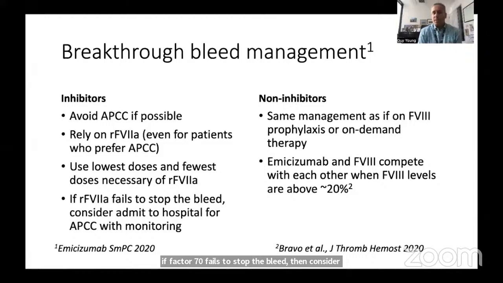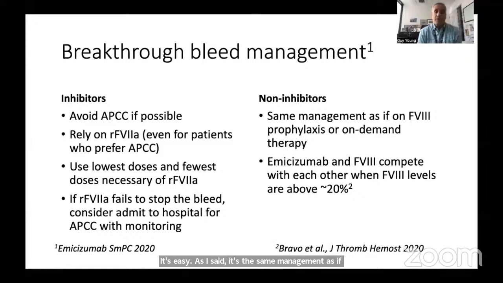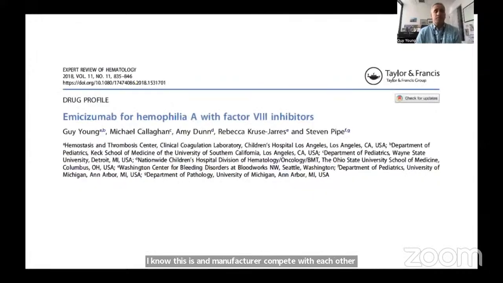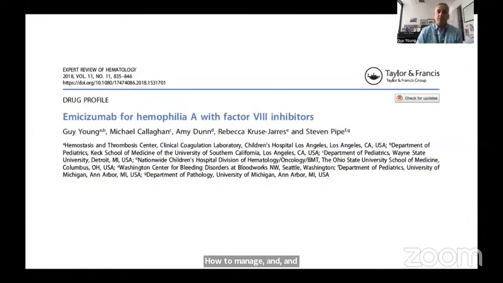you've got a serious bleed that you want to monitor. For the non-inhibitor patients, it's easy. As I said, it's the same management as if they're on factor VIII prophylaxis, or even if they're just on demand. You just give factor VIII the same way you would before, not even thinking that the emicizumab is there. And emicizumab and factor VIII compete with each other when factor VIII levels are above 20%. So this is a paper about how to manage emicizumab in hemophilia A patients with factor VIII inhibitors that I put together with some colleagues in the US.